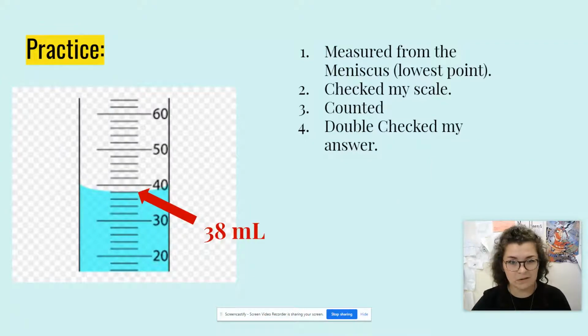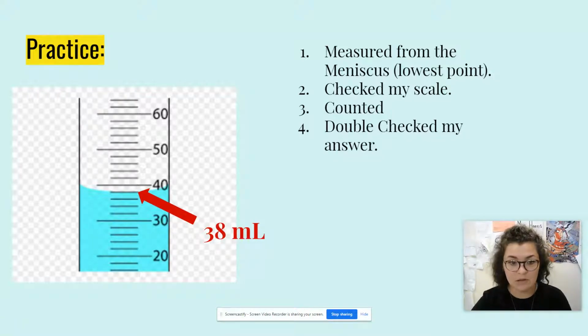So we just kind of learned how to read a graduated cylinder, so we're going to do a little bit of practice, okay? So for this first one, I kind of did most of the work for you, but those are the 4 steps that you need to take. So 1, measure from the meniscus, which is the lowest point of that liquid. 2, you're going to check your scale and make sure that you understand that it's going by 1s or 2s or 5s or 10s or a decimal even. You're going to count to make sure, and then you're going to double check your answer.